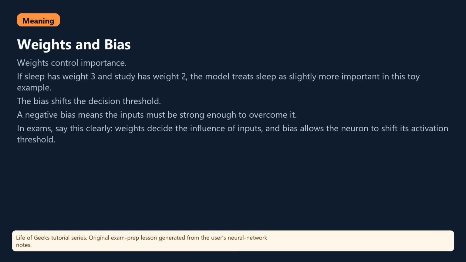The bias shifts the decision threshold. Without a bias, the decision boundary is forced into a more restricted position. With a bias, the neuron has more flexibility. For exam wording, say, weights represent the importance and direction of input features, while the bias allows the neuron to shift its activation threshold. In the student example, sleep has weight 3 and study has weight 2, so sleep has a stronger positive effect in that toy model. The bias minus 18 means the student needs enough combined evidence before the model predicts pass.